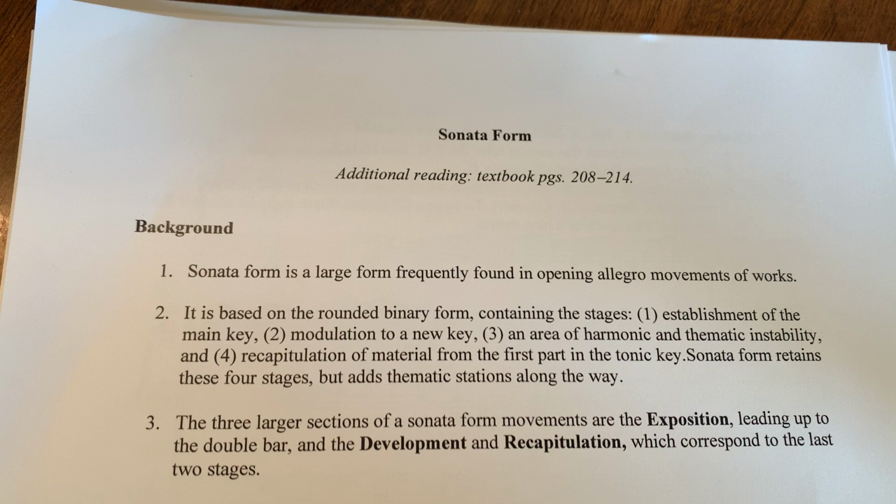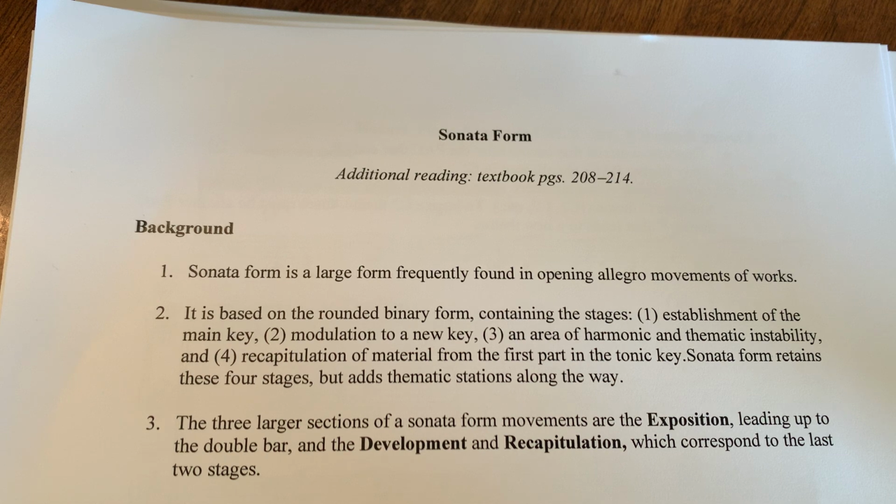Now, as I just mentioned, it's actually kind of based on the idea of rounded binary form. You'll recall in the first section of rounded binary, you had the establishment of the main key, oftentimes a modulation to a new key. Then after the double bar, this is stage 3, you would get an area of harmonic and thematic instability. And then, if it was a rounded binary form, you would get a recapitulation of the materials from the first part in the tonic key.